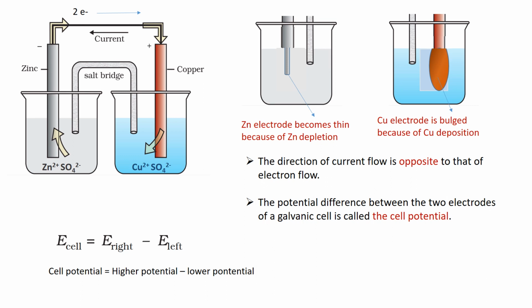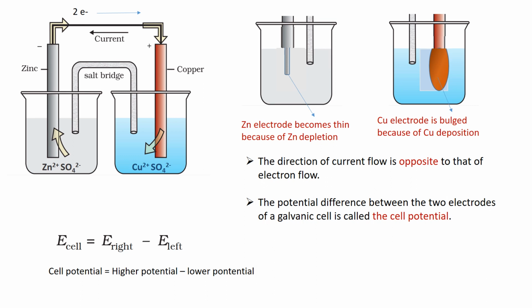When the electron moves from the zinc electrode to the copper electrode, the flow of current is in the direction opposite to that of the flow of electrons. That is, the current flows from the copper to zinc. During this process a potential will be developed between the two electrodes, and that potential is called the cell potential. The potential difference between the anode and the cathode is called the cell potential.